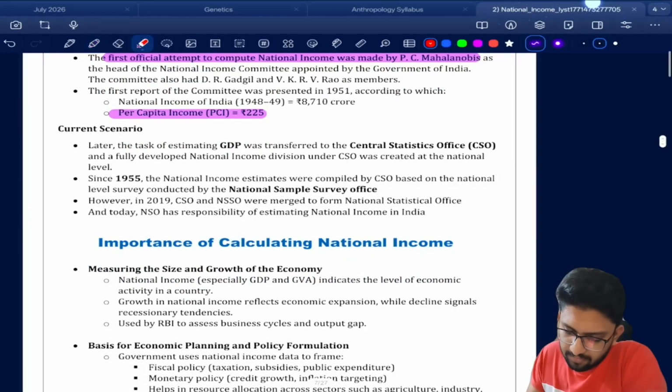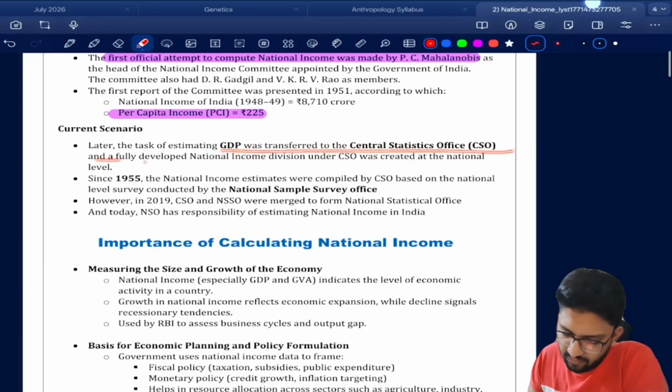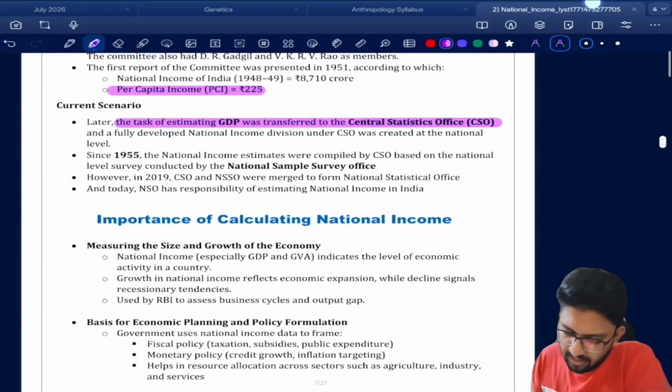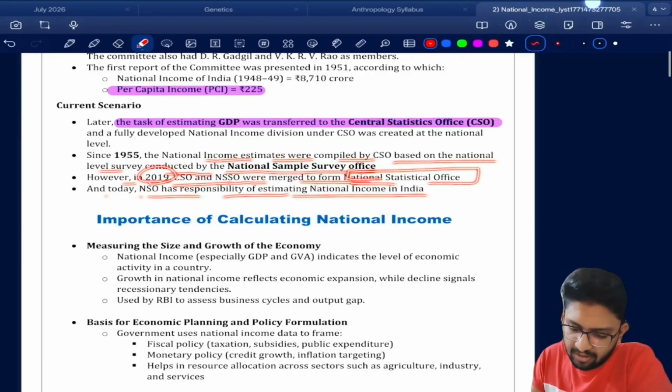Current scenario. Later, the task of estimating GDP was transferred to the Central Statistics Office, and a fully developed national income division under CSO was created at the national level. Since 1955, the national income estimates were compiled by CSO based on the national level survey conducted by National Sample Survey Office. However, in 2019, CSO and NSSO were merged to form National Statistical Office, and today NSO has the responsibility of estimating national income in India.